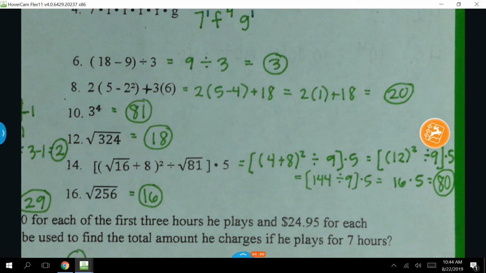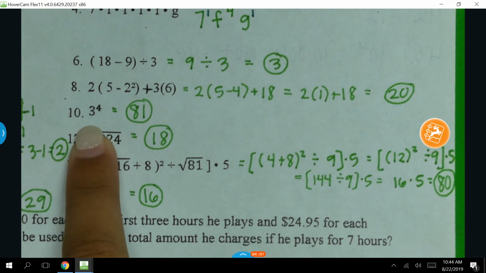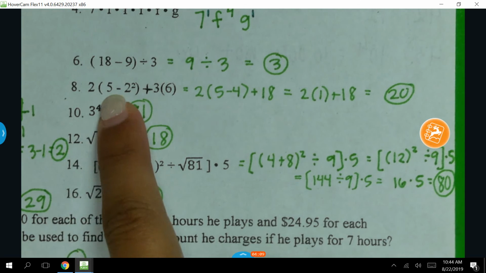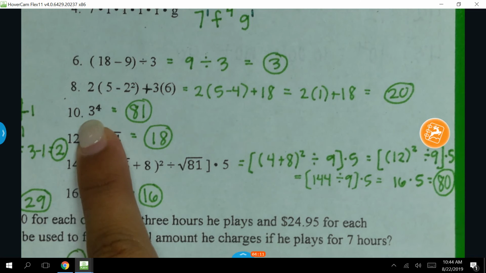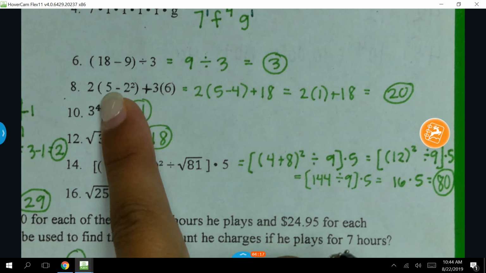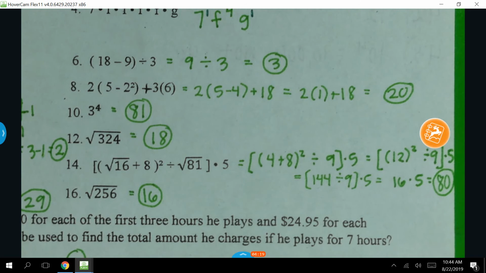Number 10, 3 to the 4th power. Remember that means 3 times 3 times 3 times 3, okay? Don't ever, ever, ever multiply that base times your exponent. So never do 3 times 4, because that is always wrong. Okay? You've got to remember that means you're multiplying it however many times your exponent is. Okay? So that should be 81.